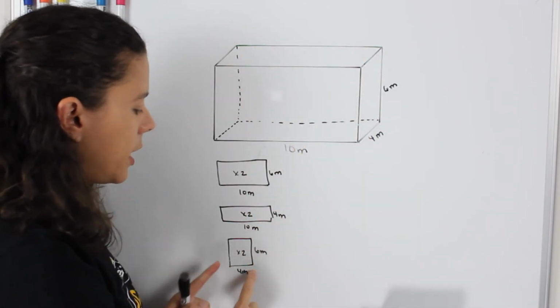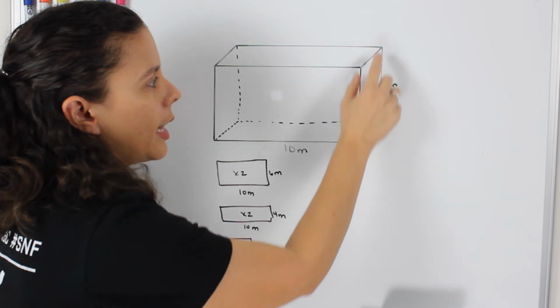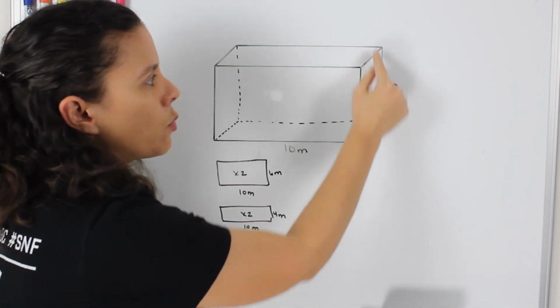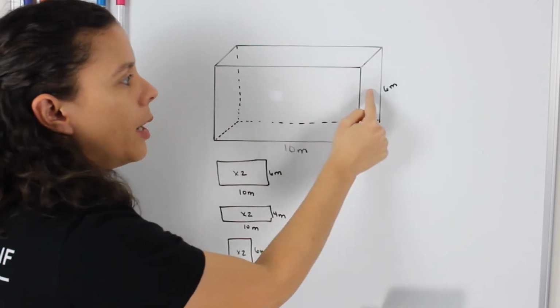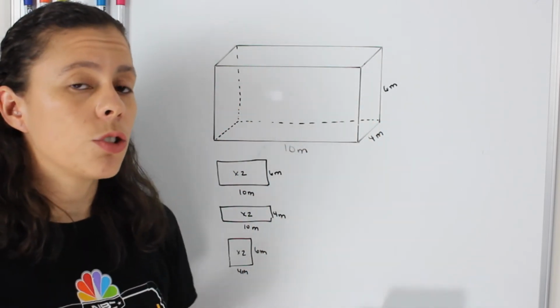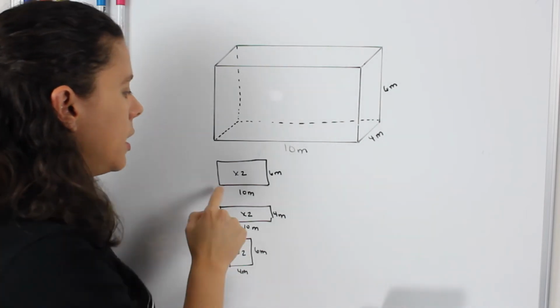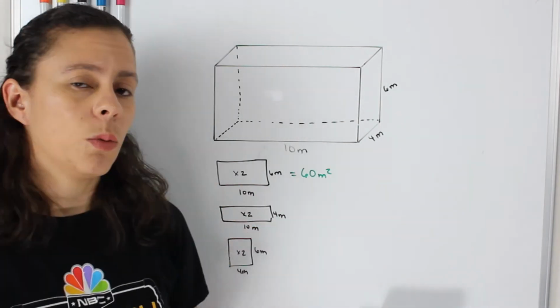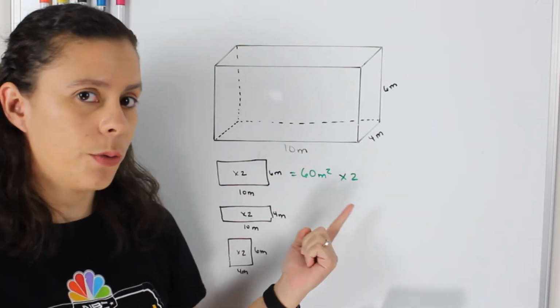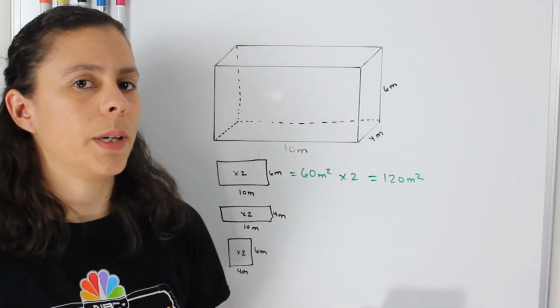Then this one is a 4 by 6, which would be the lateral sides here. We have 4 as the base, 6 as my height, and I have 2 of them, right? So I also multiply those by 2. So what we're going to do is just find the area of each of them. This one would be 10 times 6, which is 60 square meters, times 2, because we have 2 of them. So it'll be 120 square meters.